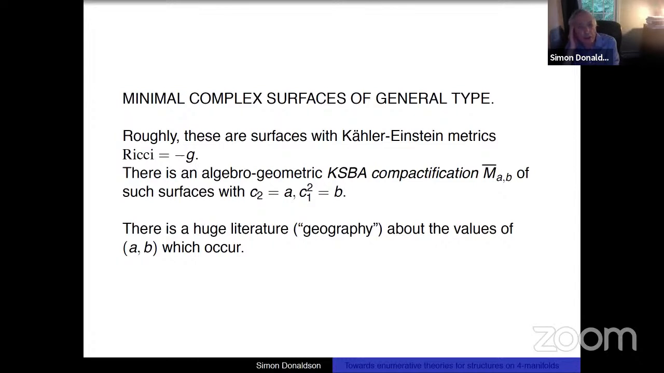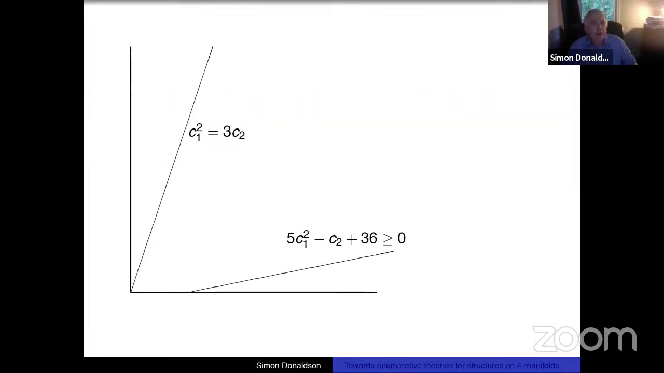The KSBA, Kollár, Shepherd-Barron, Alexeev compactification of the moduli space. So for each, you fix the values of your Chern numbers, c2 and c1 squared, (a,b). For each such pair, you have some compactified moduli space, M bar (a,b). There's actually a huge literature, the geography of surfaces, about the values of (a,b) which occur. This is the sort of picture you get, taking c1 squared on the vertical axis and c2 on the horizontal axis. There's a region in which (a,b) have to lie if you're to have one of these surfaces of general type.